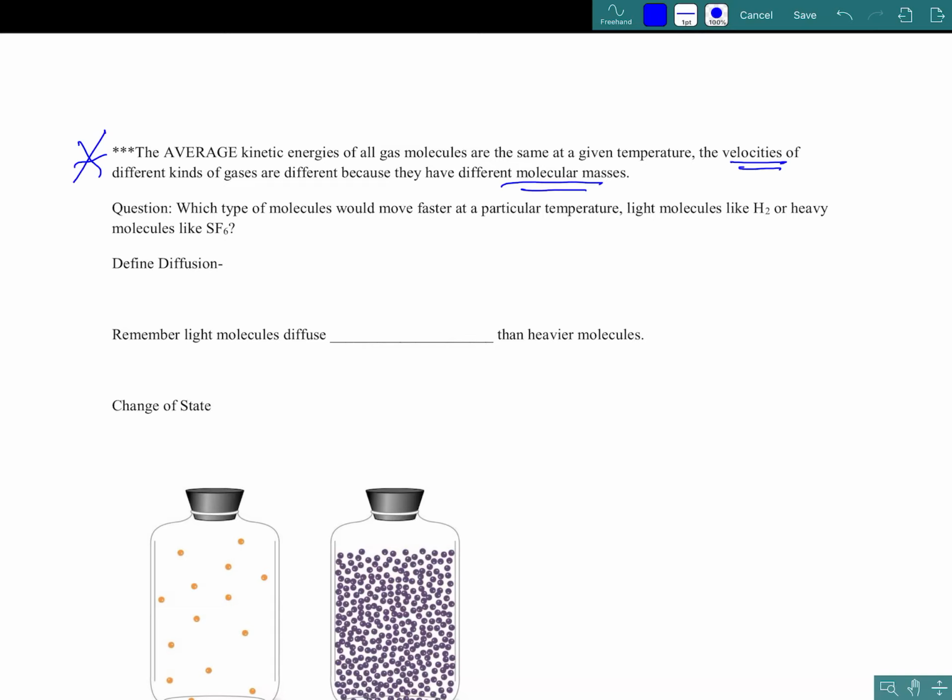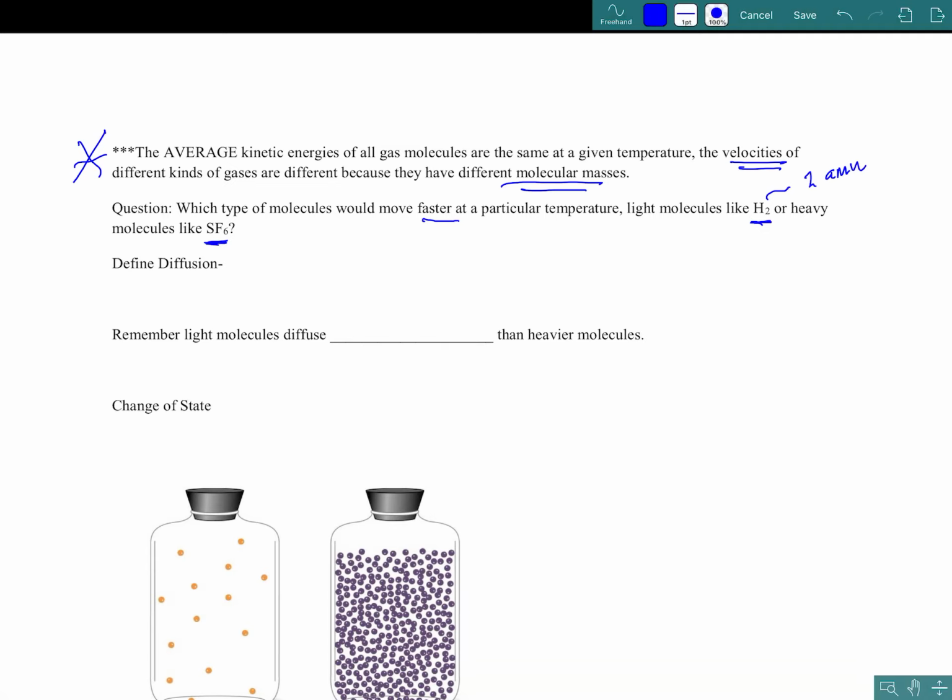So instead of thinking about monster trucks and toy trucks, let's talk about molecules. Which type of molecule would move faster at a particular temperature? Light molecules like hydrogen or heavy molecules like sulfur hexafluoride? Let's see, hydrogen has a molecular weight. It has two protons, one in each atom, so its molecular mass is 2 atomic mass units.